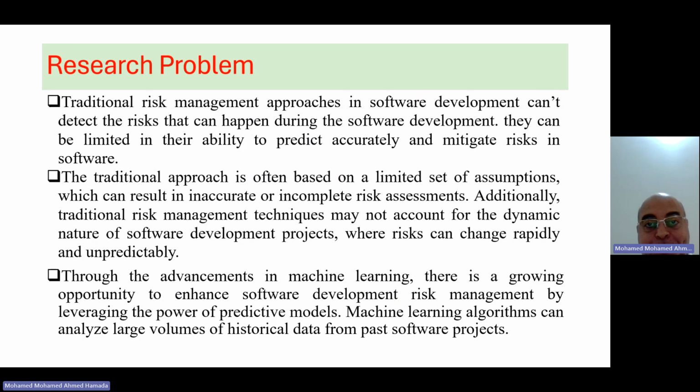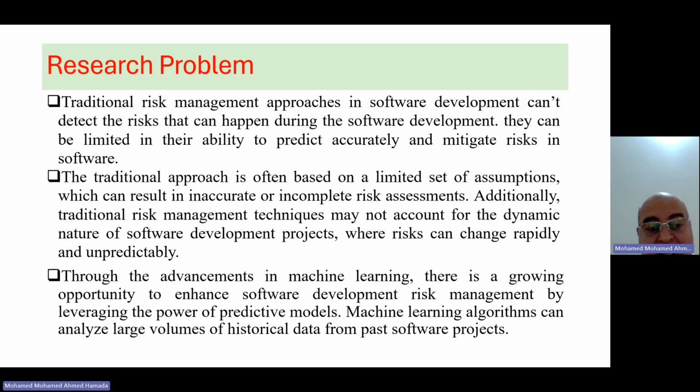About the research problem. If we'd like to explain the research problem, actually the traditional risk management approaches in software development can't detect the risks that can happen during software development. Yes, we have a problem. They can be limited in their ability to predict accurately and mitigate the risk in software. Also, the traditional approach is often based on a limited set of assumptions, which can result in inaccurate or incomplete risk assessment. Additionally, traditional risk management techniques may not account for the dynamic nature of software development, where the risk can change rapidly and unpredictably.